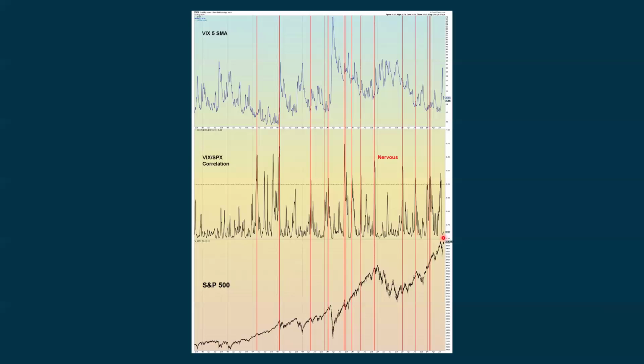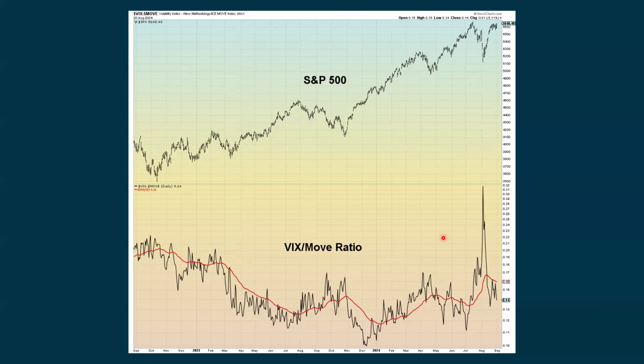showing that fear has dropped back down and is rather low. Then we look at the volatility of stocks as measured by the VIX and the volatility of bonds as measured by the MOVE index. And we do a ratio between them, showing that volatility of both has been dropping off, especially when you compare stocks to bonds.